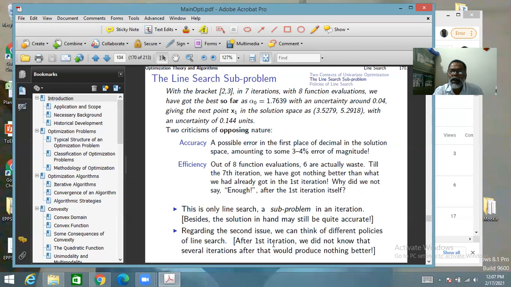In the current scenario, we did not know after the first iteration that several iterations after this would produce nothing better. We did not know that. We came to know that only afterwards. How to know that beforehand? That's a non-trivial issue, which we'll have to come across properly and address.